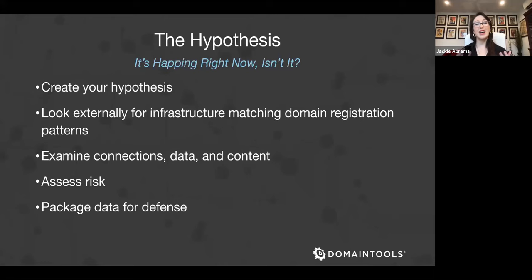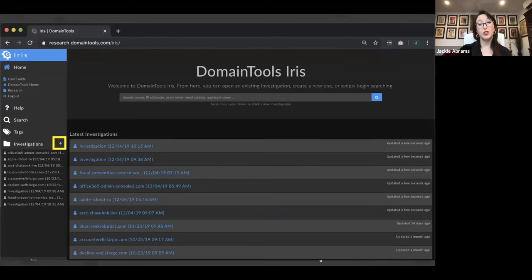And then you can use that hypothesis with the details you've gathered from the reporting you found to look externally for infrastructure indicators that match, say, domain registration patterns, hosting patterns. And you can then examine the connections, data, and content, assess the risk, and package it for defense. And today I'm going to show you a demo of how we can actually do that leveraging the DomainTools platform. I know that this is something that a lot of people do by hand.